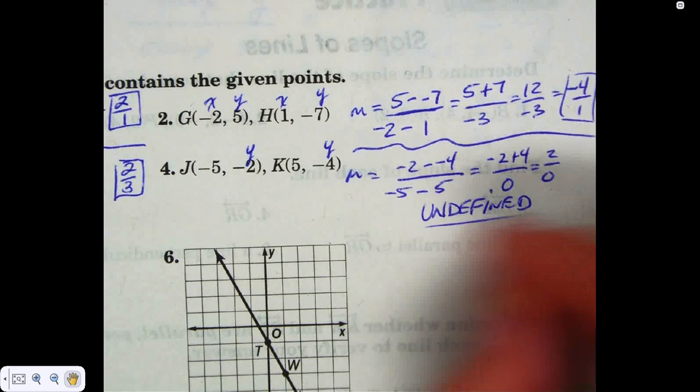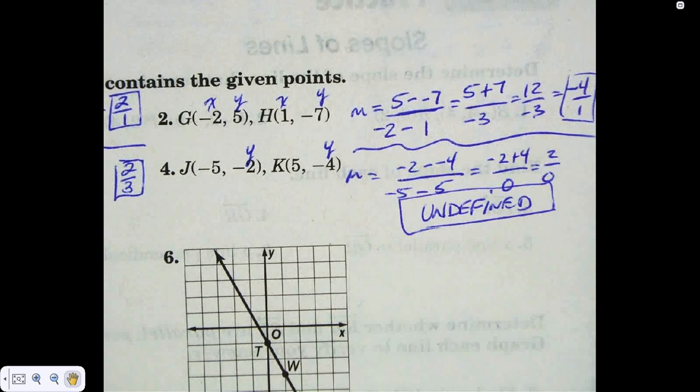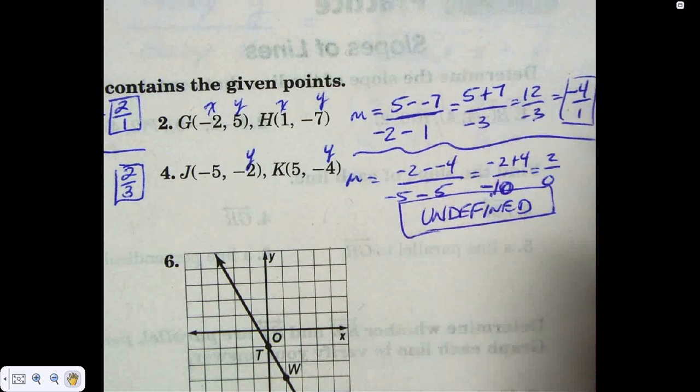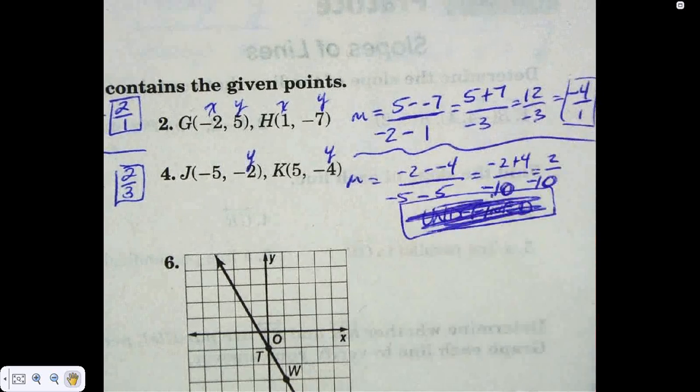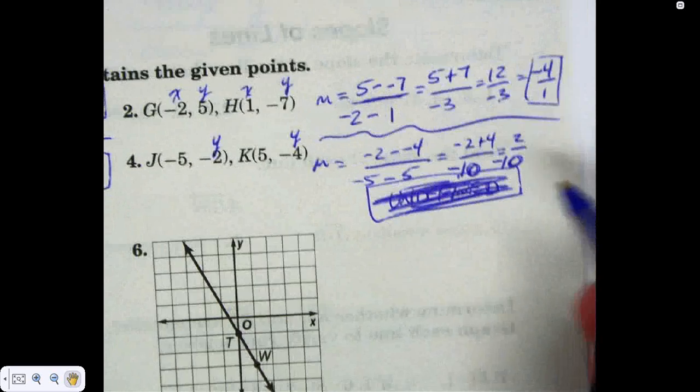How do I know which one's 0 and which one's undefined? Where can you never have a 0 in a fraction? On the bottom. Here. Isn't negative 5 minus 5 negative 10? Yes, it is negative 10. See? So this isn't undefined, isn't it? Darn it, I wanted it to be that because I wanted to teach that point.